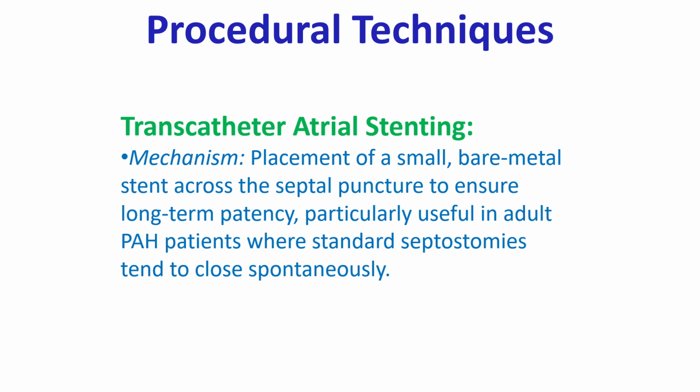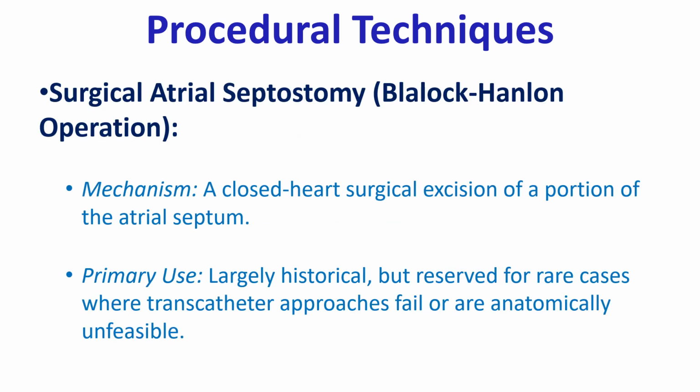Transcatheter atrial stenting: placement of a small bare-metal stent across the septal puncture to ensure long-term patency, particularly useful in adult PAH patients where standard septostomies tend to close spontaneously. Surgical atrial septostomy, Blalock-Hanlon operation: a closed-heart surgical excision of a portion of the atrial septum. Largely historical but reserved for rare cases where transcatheter approaches fail or are anatomically unfeasible.